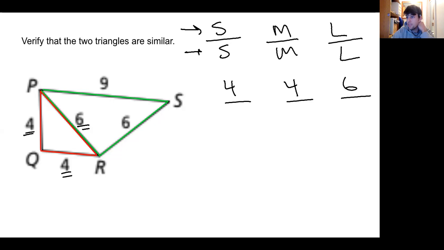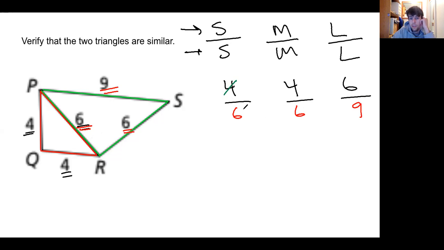And then kind of doing the same thing for my other triangle. The short sides are 6 and 6, the short and the middle. And then the longest side is 9. And then the question is, are these all equal? Let's just reduce them real quick. Obviously, 2 of them are equal. They're the same ratio, but yeah, they all simplify.